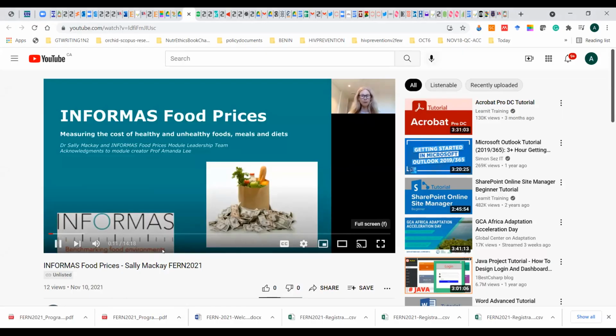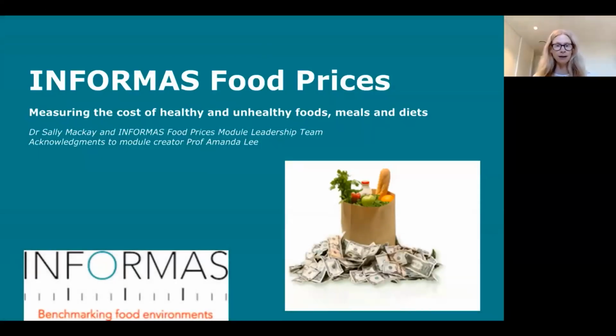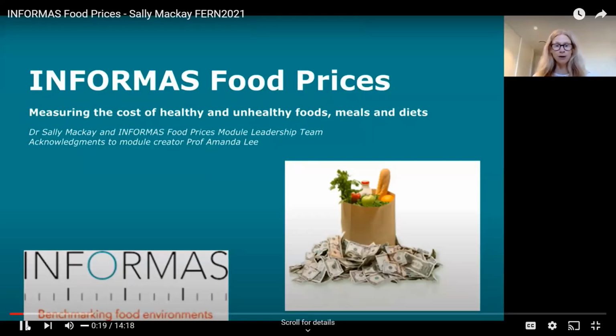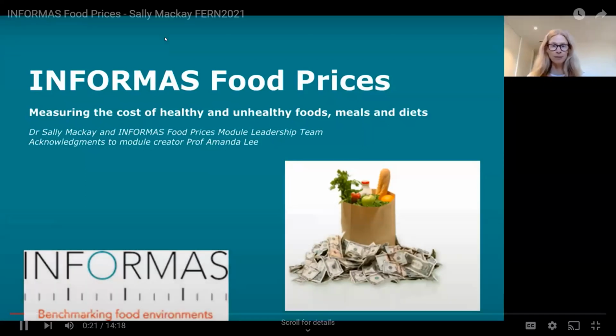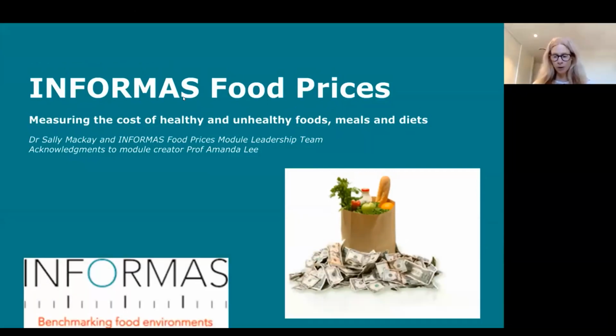I'm going to be talking about measuring the cost of healthy and unhealthy foods, meals and diets on behalf of the Food Prices Module Leadership Team. And I'd particularly like to acknowledge Professor Amanda Lee from the University of Queensland, who created this Food Prices module.